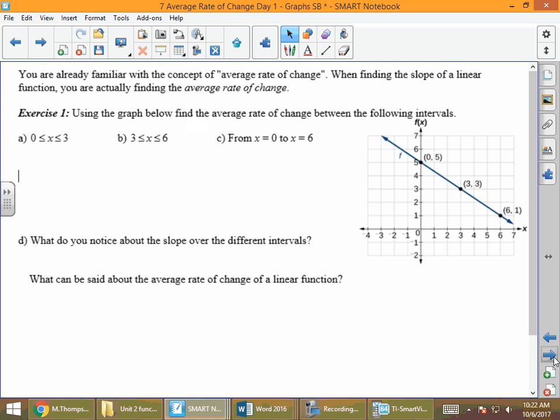We're already familiar with average rate of change. We just might not have called it the average rate of change. When we're finding the slope of a linear function, we're finding the average rate of change.